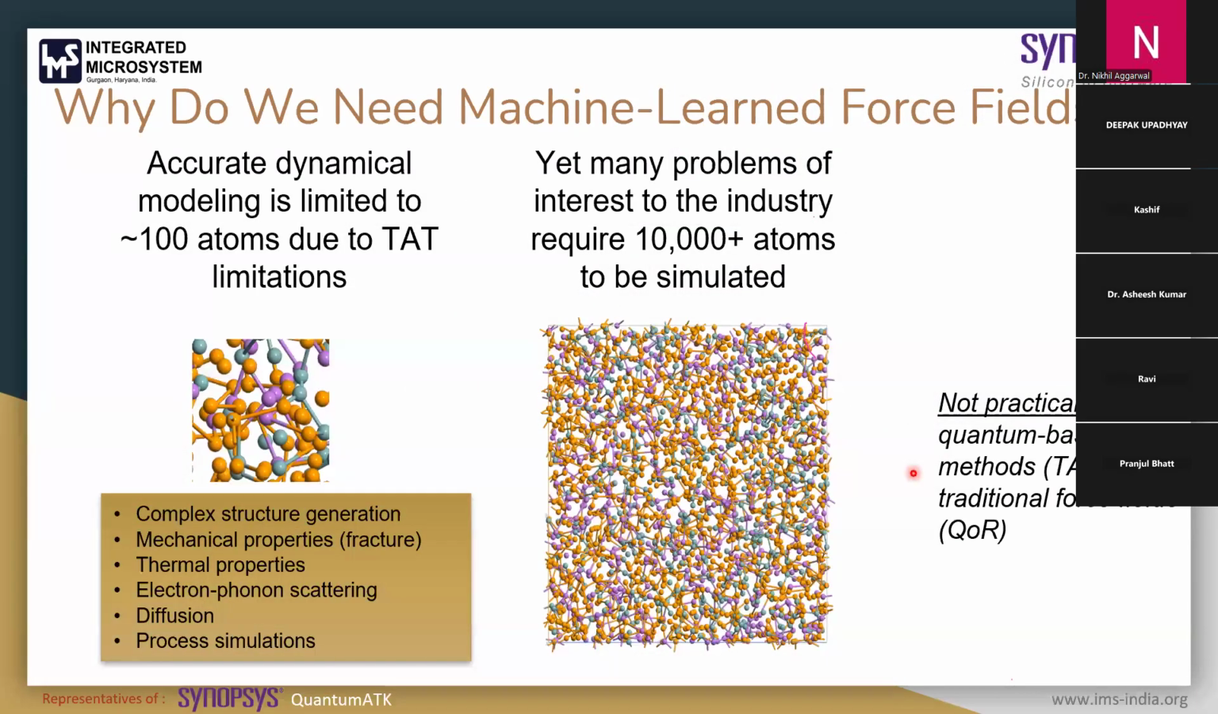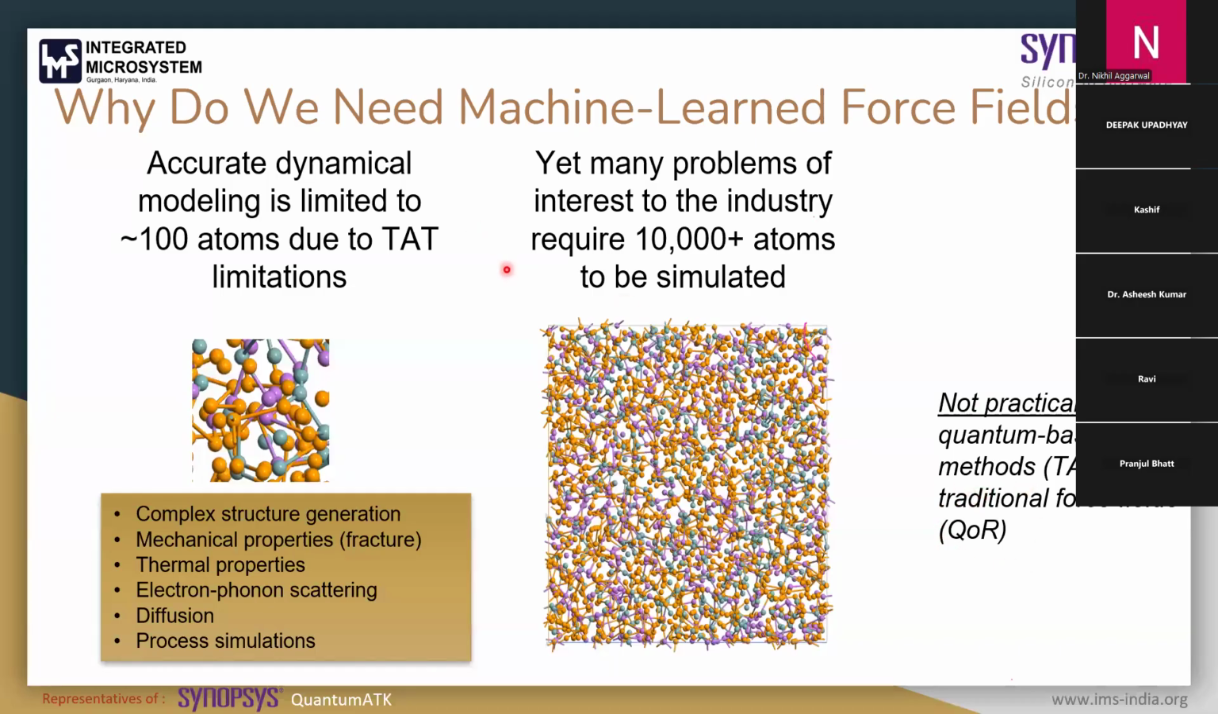So yeah, the question arises, why do we need the machine learned force field? See, in industrial problems, sometimes we have to tackle simulations which contain even more than 10,000 atoms. So to find the properties or for such phenomena like complex structure generation, mechanical properties, thermal properties, electron phonon scattering, here you can see, we use machine learned force field because we cannot use our existing calculators like DFT or the plane wave or LCAO calculator due to TAT limitations, that is turnaround time. Also, it will reduce the quality of the result.